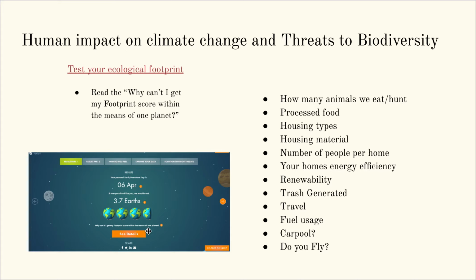At the end, it is important to understand how you can better conserve resources around the world and help lessen the threats to biodiversity. If you hover over the question, why can't I get my ecological footprint within the means of one planet, there's another little orange icon. If you hover over that, it gives you some methods of how you can lessen your threat to biodiversity. So you can pause the video, click that link, and take about 10 minutes to complete the ecological footprint activity.